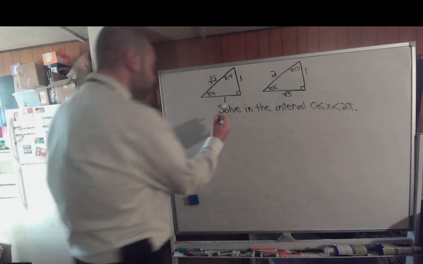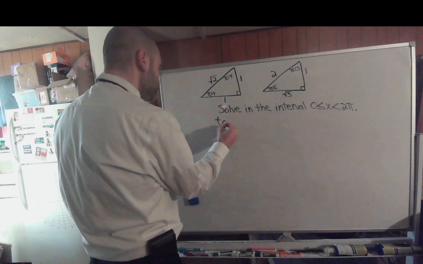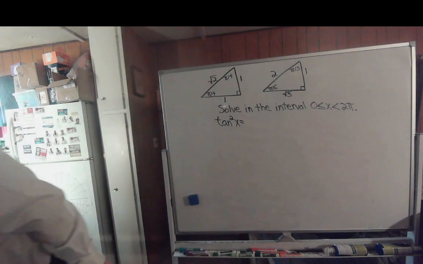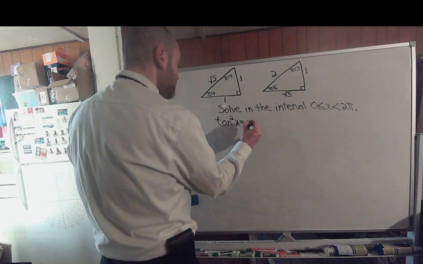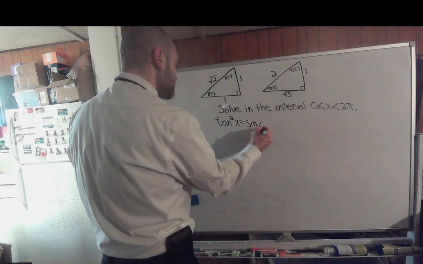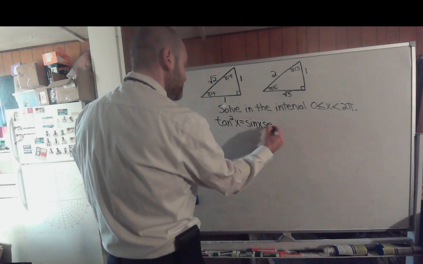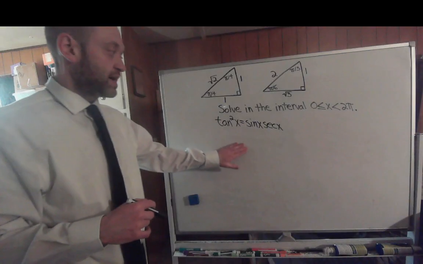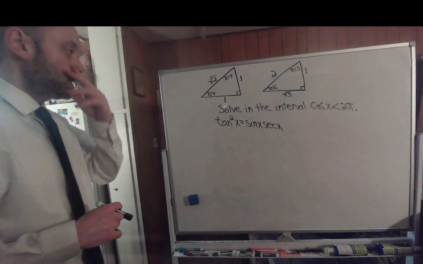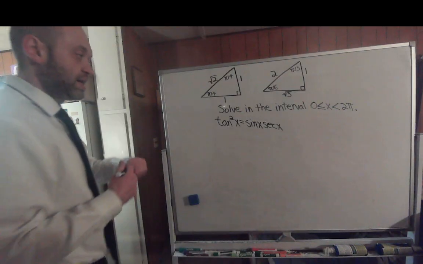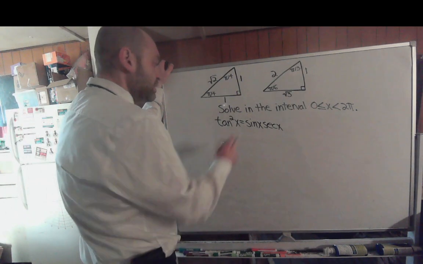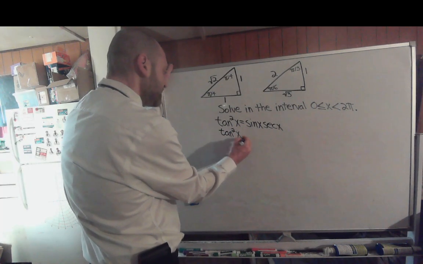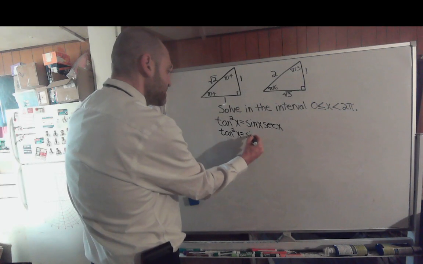So we have the tangent squared of x equals the sine of x times the secant of x. Well, this is a good thing we know trig identities. So let's simplify the right-hand side. So we have tangent squared of x equals that sine of x.